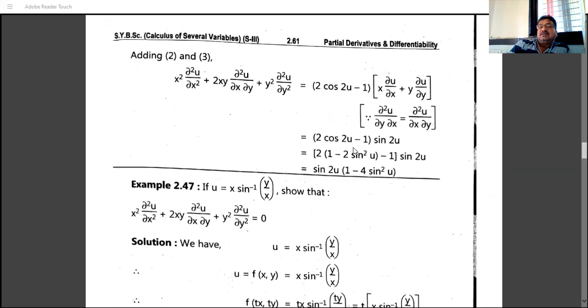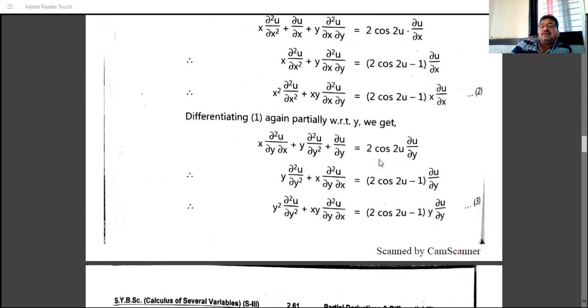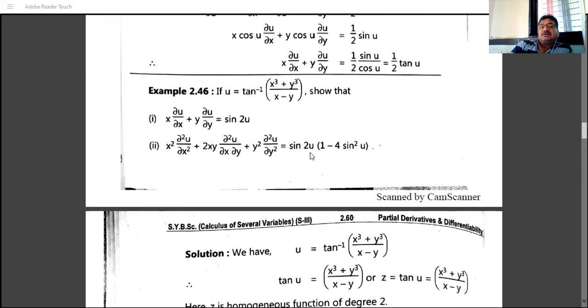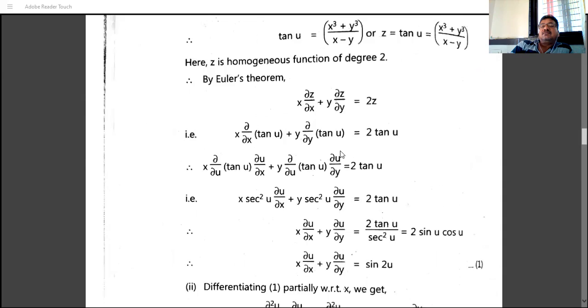And then the calculation of this: cos 2u. There are 3 values of cos 2u, out of which we substitute 1 minus 2 sin square u. Cos 2 theta is cos square theta minus sin square theta, or 1 minus 2 sin square theta. So cos 2 theta is 1 minus 2 sin square theta. So cos 2u is 1 minus 2 sin square u, into sin 2u. And then the calculation of this is 1 minus 4 sin square u. That is what we have to prove, the second equation: sin 2u in one bracket, 1 minus 4 sin square u.